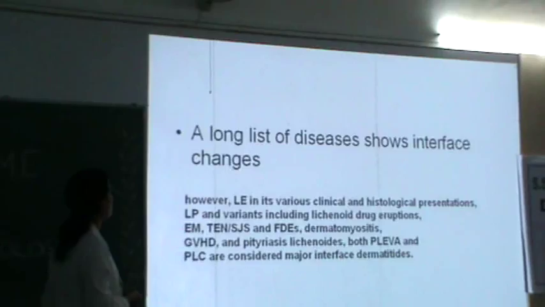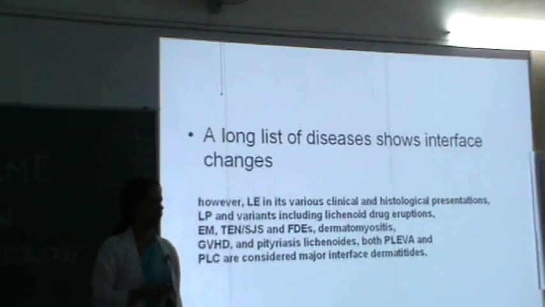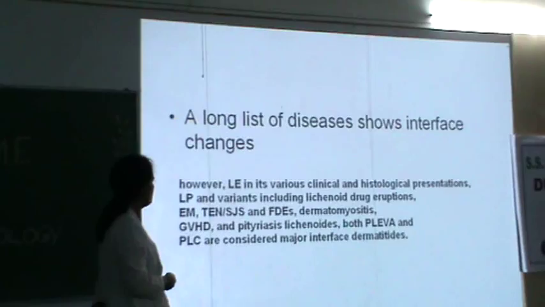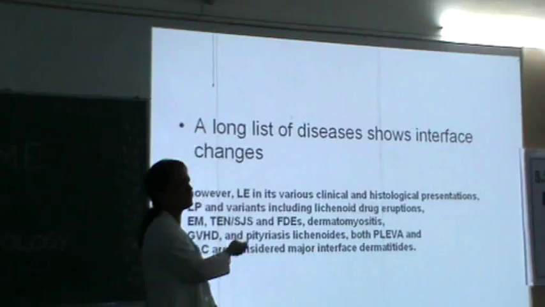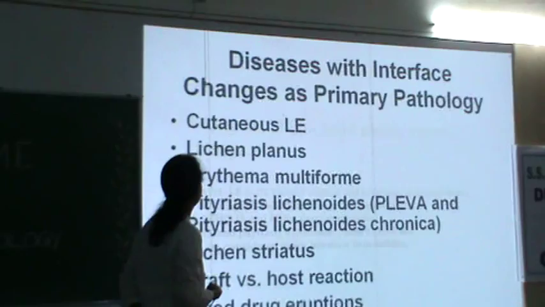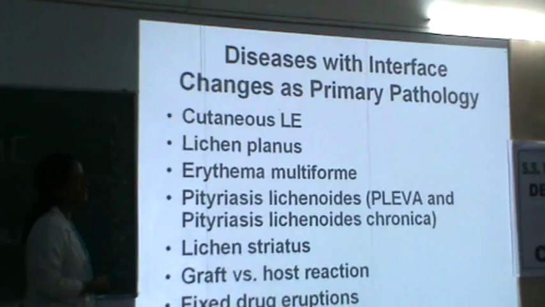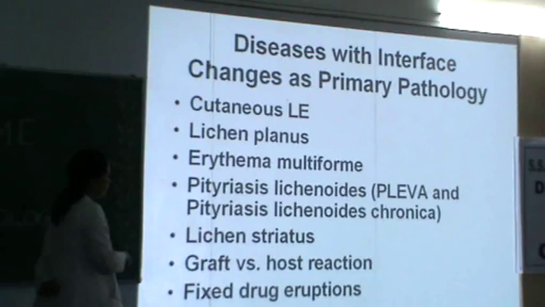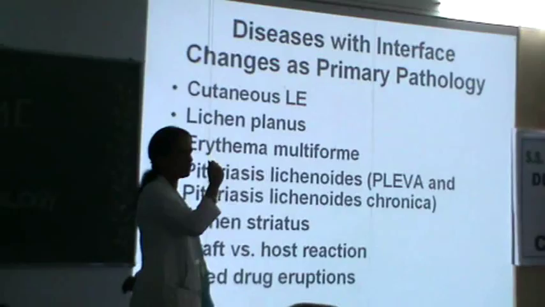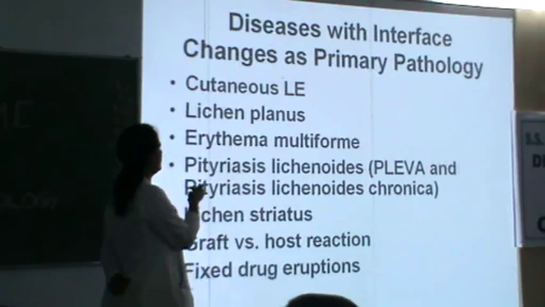We do have a long list of diseases with interface dermatitis. But lichen planus in its various clinical and histological presentations, lichen planus and variants, and erythema multiforme are all considered the major interface diseases with major features of interface dermatitis. So these are diseases with interface changes as the primary pathology: cutaneous lupus, lichen planus, erythema multiforme, lichen striatus, graft versus host reaction, and fixed drug eruptions. Out of these, what we commonly encounter from the biopsies you send is lichen planus and all the variants of lichen planus.